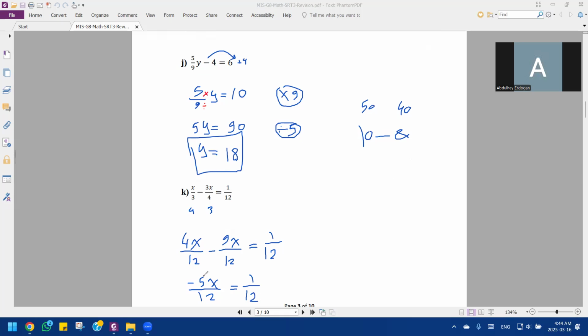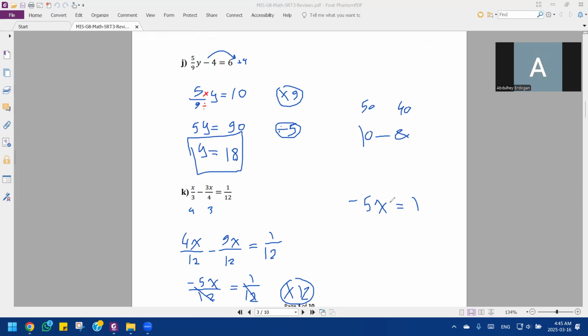Now here we can do the cross multiplication, like minus 5x times 12 and 12 times 1. But if you have the same denominator on both sides, if you need to solve it faster, I can say that I need to multiply both sides by 12. So what will happen? If I multiply by 12, this is cancelled. If I multiply by 12, this is cancelled. So what is left? Minus 5x is equal to 1, because I cancelled the 12.